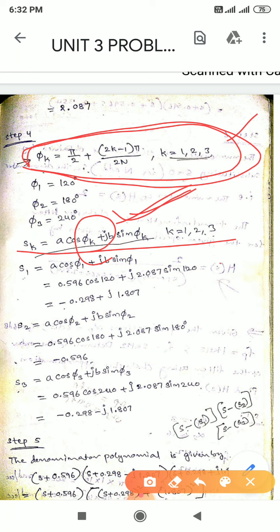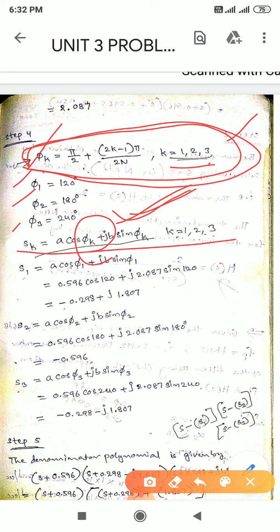How to calculate phi k? Phi k is equal to pi by 2 plus (2k minus 1) into pi by 2N. K is equal to 1, 2 and so on up to capital N. The capital N value is 3, so k ranges from 1, 2, 3. For these values of k we are calculating phi k. Here k equal to 1 means phi 1, k equal to 2 means phi 2, k equal to 3 means phi 3.